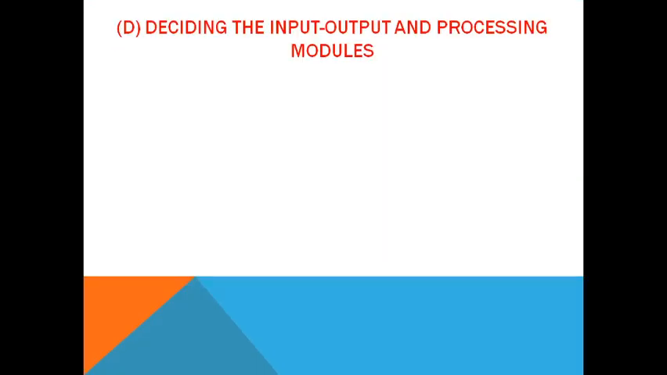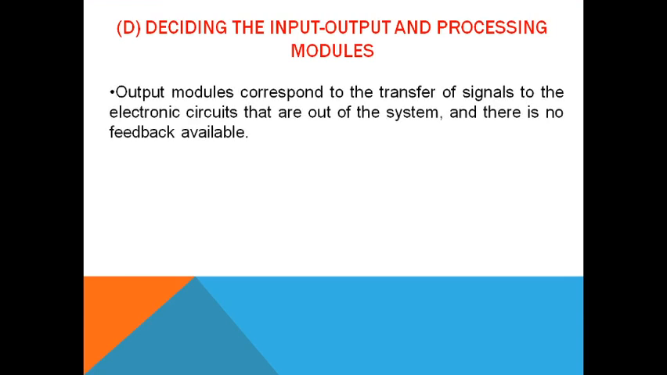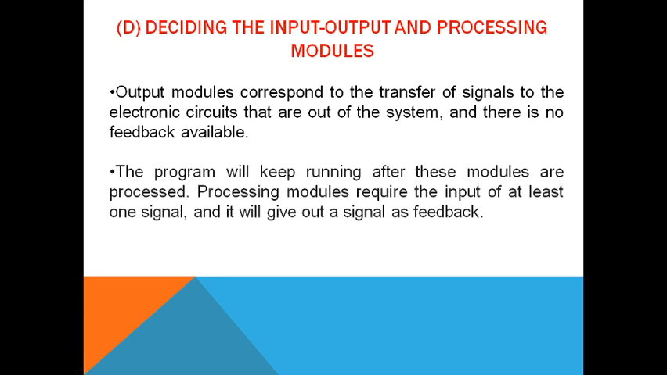The next point is deciding the input, output and processing modules. A program usually consists of different input, output and processing modules. Output modules correspond to transfer of signals to the electronic circuits that are outside the system, and there is no feedback available. The program will keep running after these modules are processed. Processing modules require the input of at least one signal and will give out a signal as feedback.